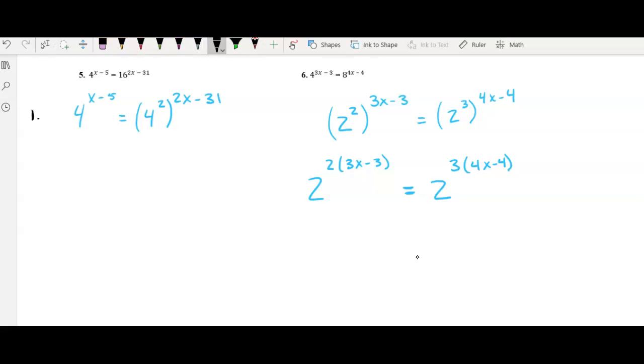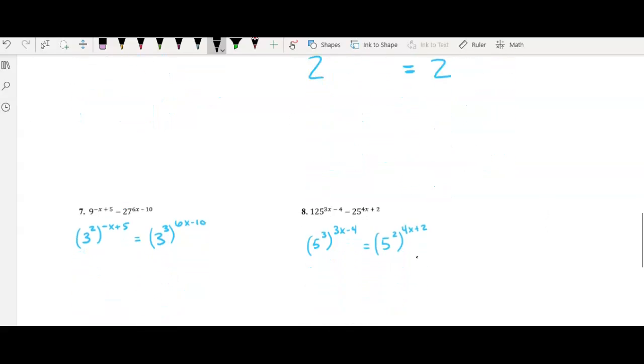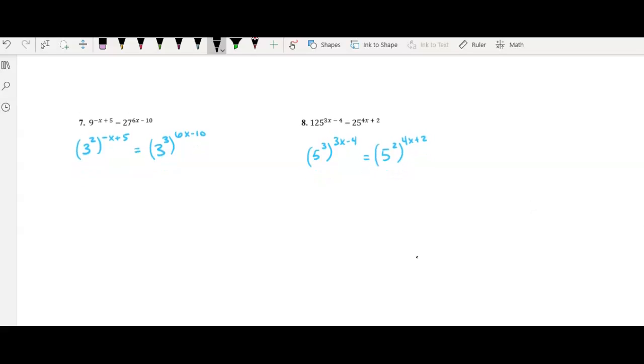I started these for you and getting a common base. But you still need to solve. Same thing with 7 and 8. Found the common base, you can solve.